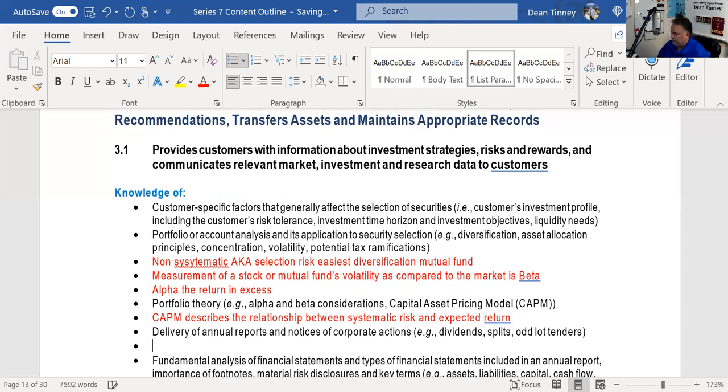Delivery of annual report. So you're going to get a 10K. That's the annual report. And the 10K has the financial statements.